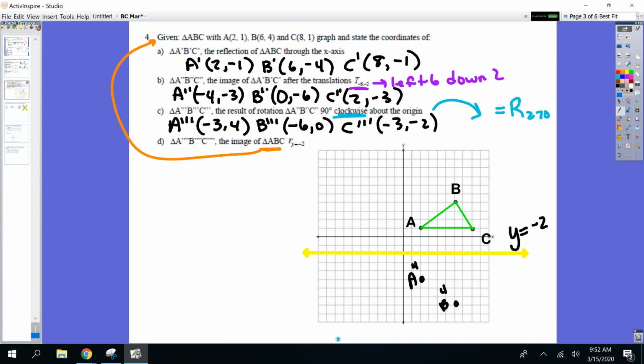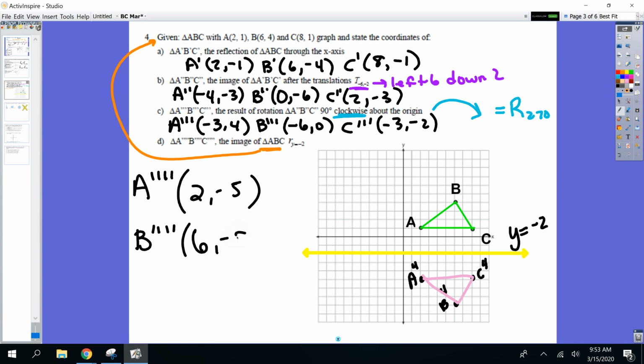And then same thing with C. 1, 2, 3 away, 1, 2, 3 away. All right, and there is your quadruple prime. Now we just have to write the coordinates. I have 2, -5. I have 6, -8. And I have 8, -5. Okay. Everybody good?